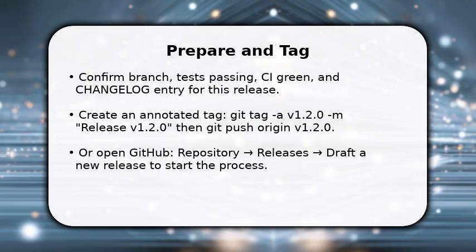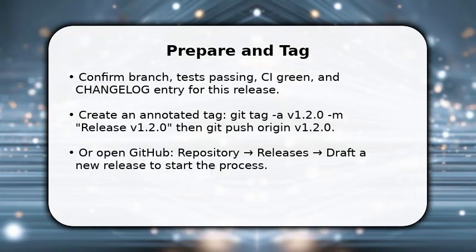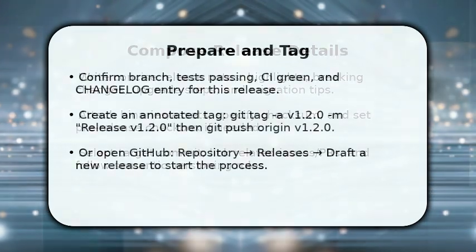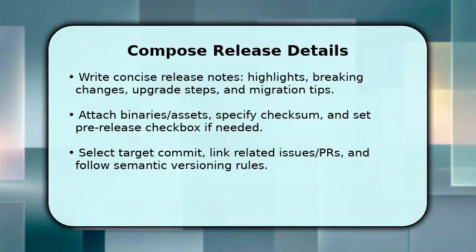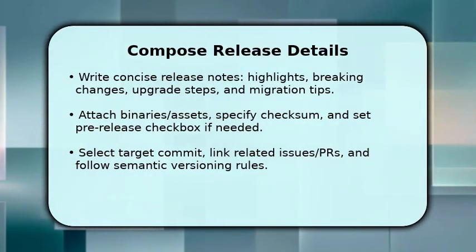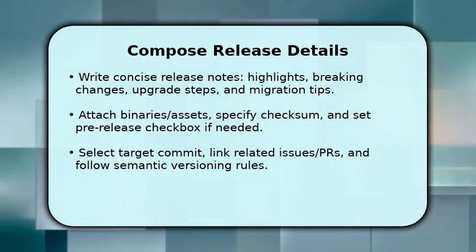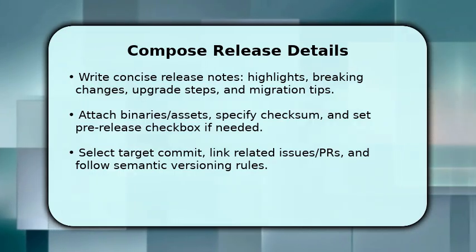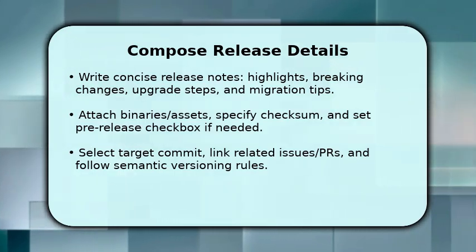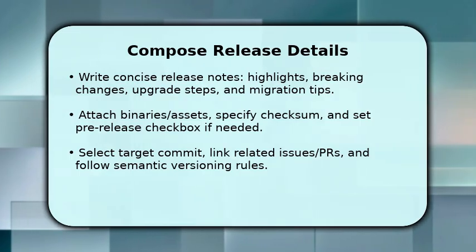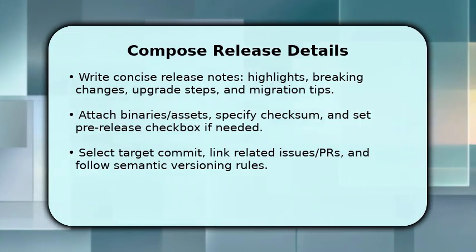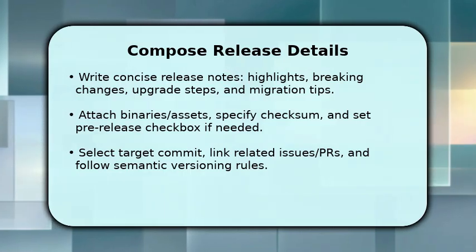You now craft the release body, summarize key improvements, list breaking changes, and include exact upgrade steps so users know how to move forward. Link PRs and issues for traceability and add any generated assets like binaries or installers with checksums attached. If this release triggers CI or package publishing, verify tags and release names match automation rules.